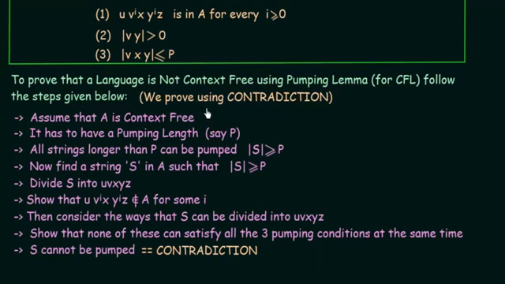And now, since we are going to prove it using contradiction, we will assume that A is context-free. So we have a language that we call A, and we will assume that it is context-free for the beginning. We have already read that if a language is context-free, then it has to have a pumping length, and let's call it P. As we assumed A is context-free, it should have a pumping length, which we will call P.